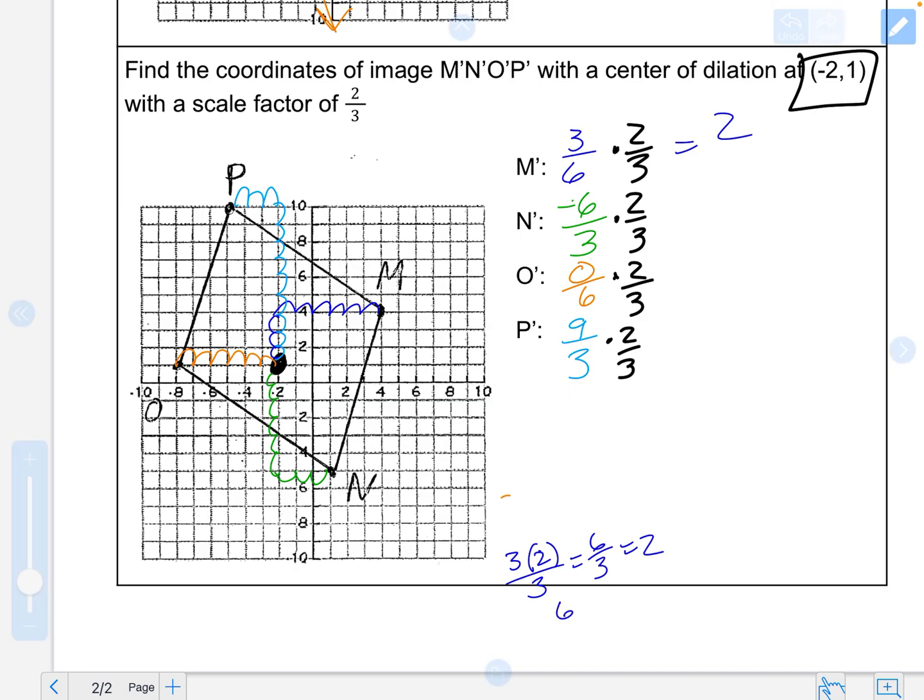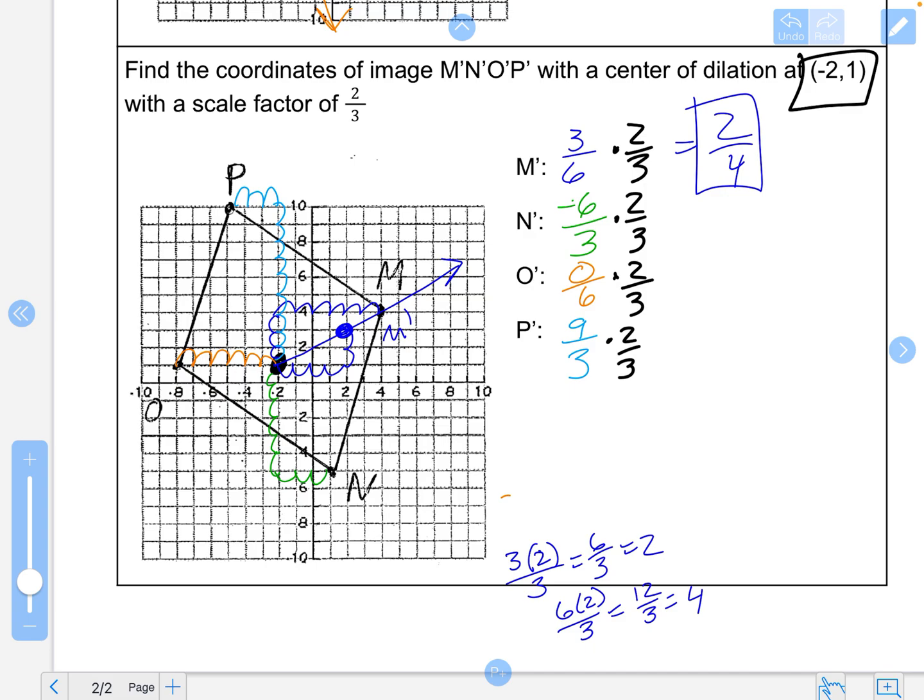And then 6 times 2 divided by 3. That is 12 divided by 3, which is 4. So it's going to be 2 over 4. I'm going to start at the origin. 1, 2, 3, 4, 1, 2. So if I put M prime there in a straight line, yep, we are good to go.